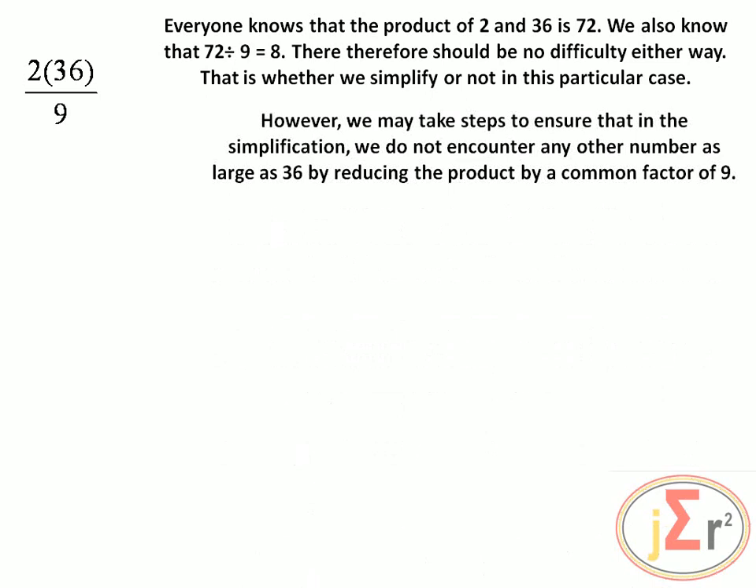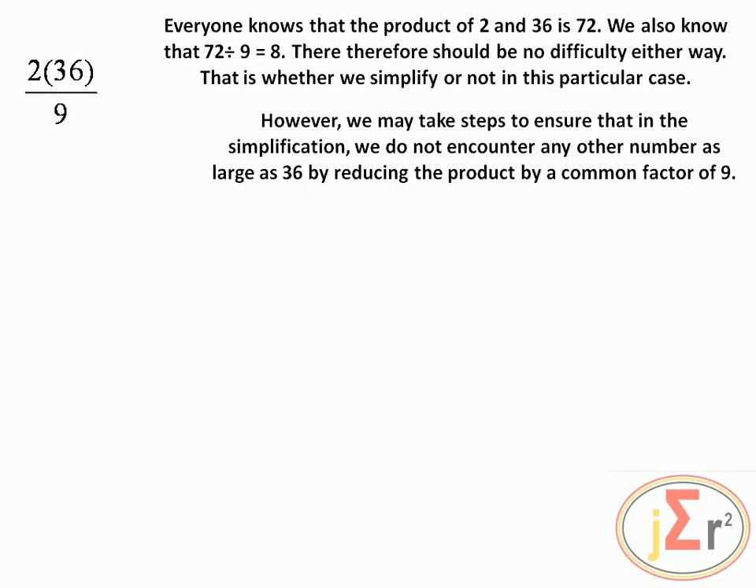However, we may take steps to ensure that in the simplification we do not encounter any other number as large as 36. We will do that by reducing the product by a common factor of 9. I'm just using this as a demonstration, and I'm not saying that anyone should have difficulty multiplying 2 by 36 to give 72, and then dividing 72 by 9 to give 8. I am sure that we should not have any such difficulty.